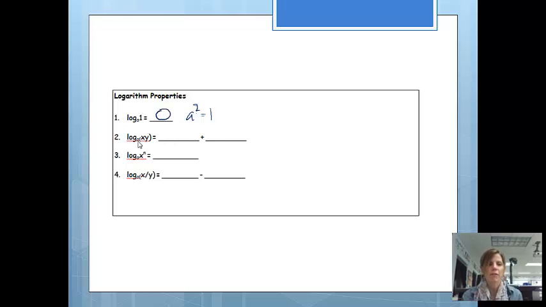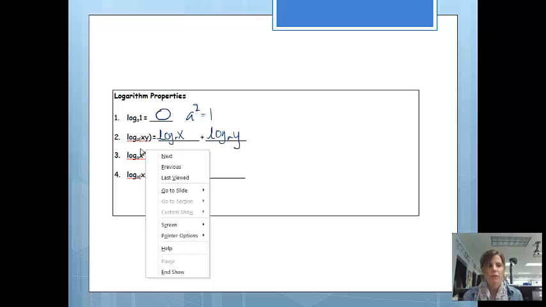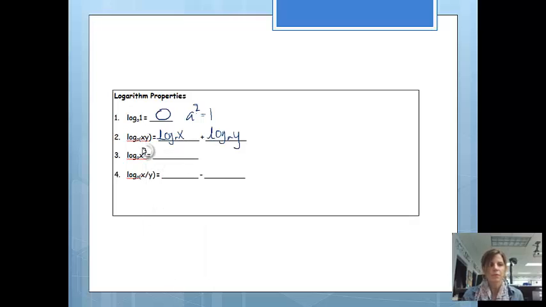The next one: if I have the log base A of a quantity that's being multiplied together, we can separate that into two different parts. So we can make this log base A of x plus log base A of y. This will make it easier when we actually go to take a derivative. The next property: if we have log base A of x to the n, one thing that you learned before is that we can take that power and bump it out front. So another way to rewrite this would be n log base A of x.